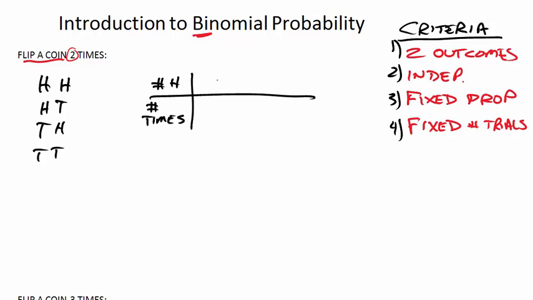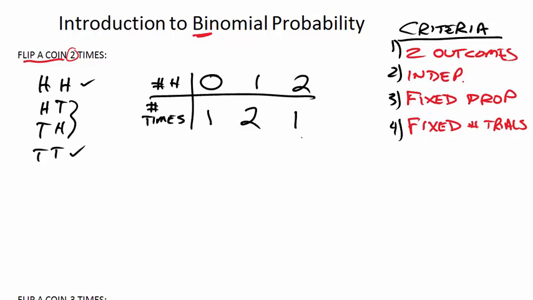So if I flip twice, I could have anywhere from 0 to 2 heads. And 0 heads occurs down here exactly 1 time. 1 head occurred in both of the middle ones, so that one occurred twice. And 2 heads occurs up here, so that happened 1 time.